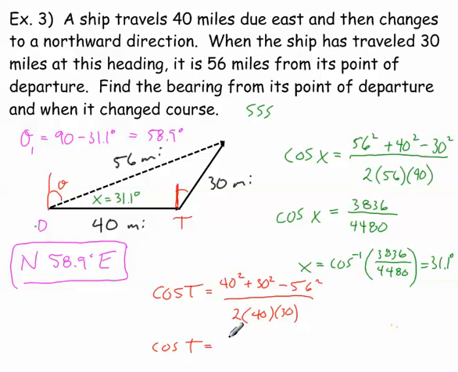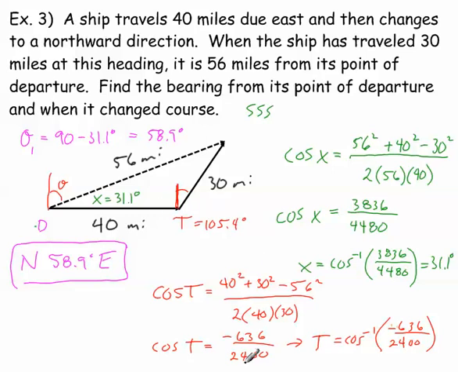That's going to be negative 636 over 2400. So when I inverse cosine that, angle T, negative 636 over 2400, I get 105.4. So 105.4 degrees for angle T.